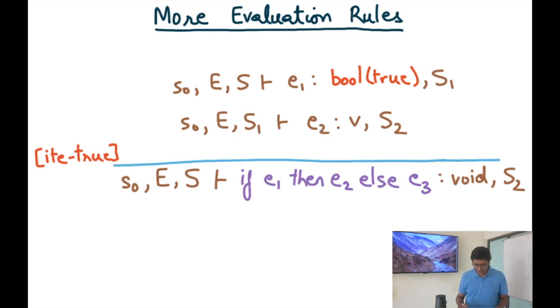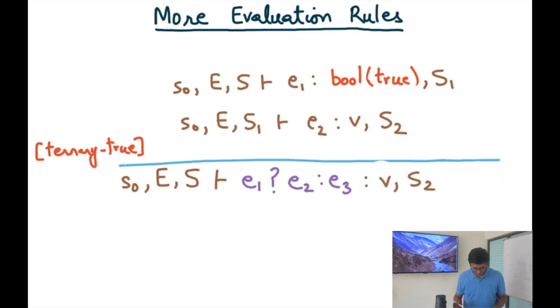Now this was for the case when E1 evaluated to true. We need a similar rule for when E1 evaluates to false, and that's not very different. We just change true with false and E2 with E3, and everything else remains the same. So if E1 evaluates to false and its side effects are captured in store S1, then we evaluate E3 instead of E2 under the updated store S1, and if that returns S2, then that's the final store at the end of this evaluation. In both cases, the value is still void. So that's if then else.